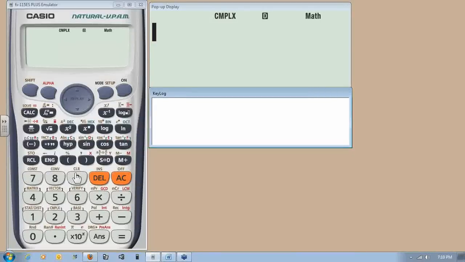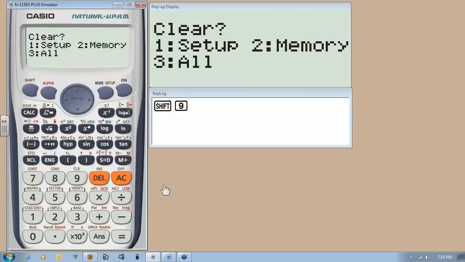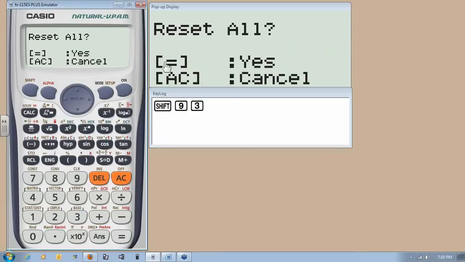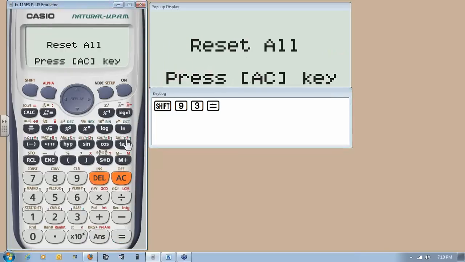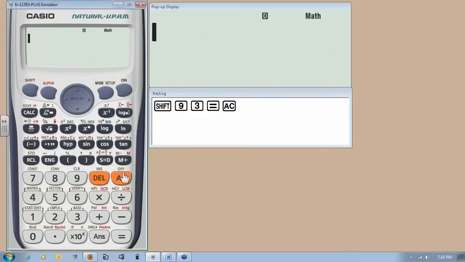So I'm going to press Shift. I've got a clear above the number 9, and it's kind of a grayish or brownish color. If I press Shift 9, it gives me my options for how I can clear. I can clear the setup, clear the internal memory, or I'm going to clear it all. So I'm going to press 3. It's all menu driven, and it says press equals for yes and AC to cancel. I'm going to press equals, and now it says everything's been reset, so I'll press AC.